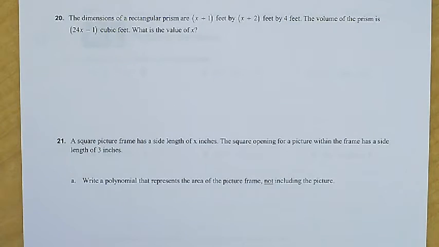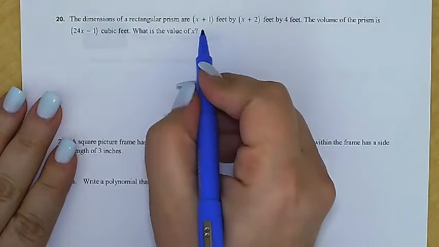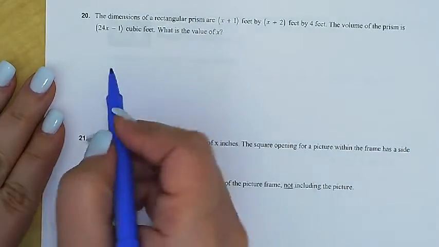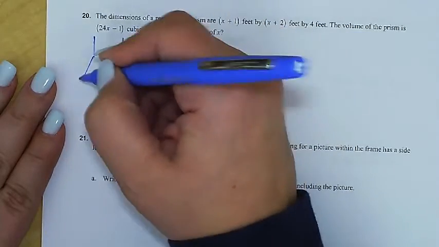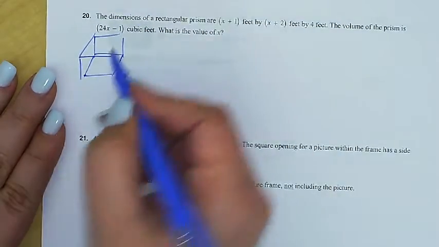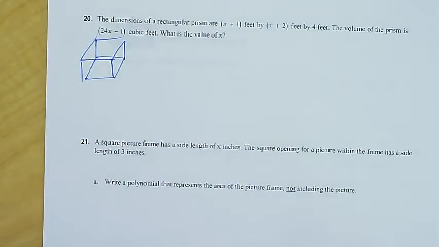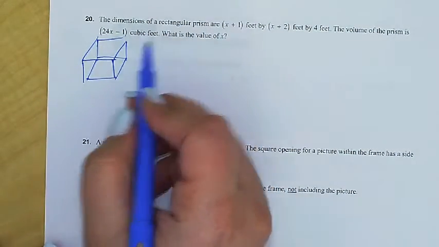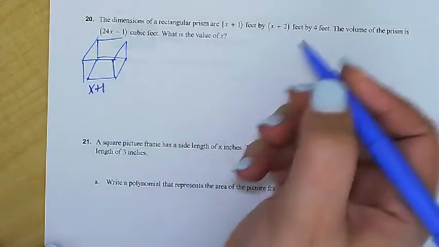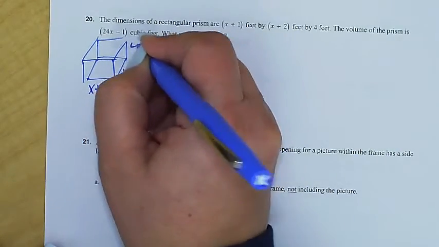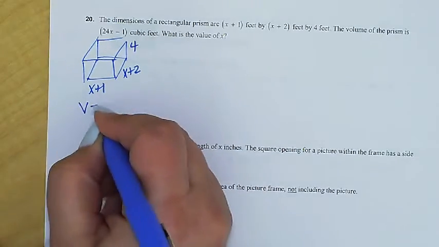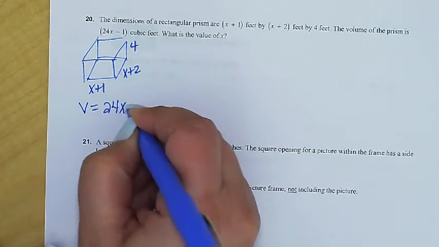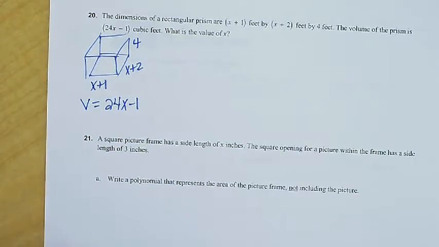It says the dimensions for a rectangular prism are x plus 1, x plus 2, and 4 feet. So I'm just going to sketch. Y'all know the drill. If they don't provide it, draw your picture to help you understand what's going on in that question. So there's my box. It doesn't have to be amazing, but I know that the dimensions are x plus 1, x plus 2, and 4. So that's our length, our width, our height. The volume, they tell me, is 24x minus 1. What is the value of x?